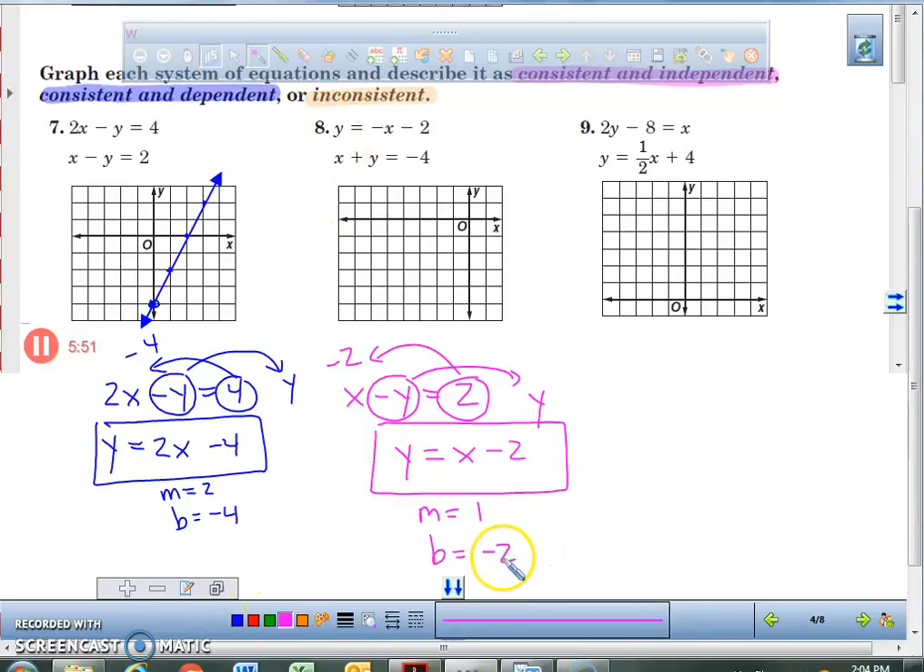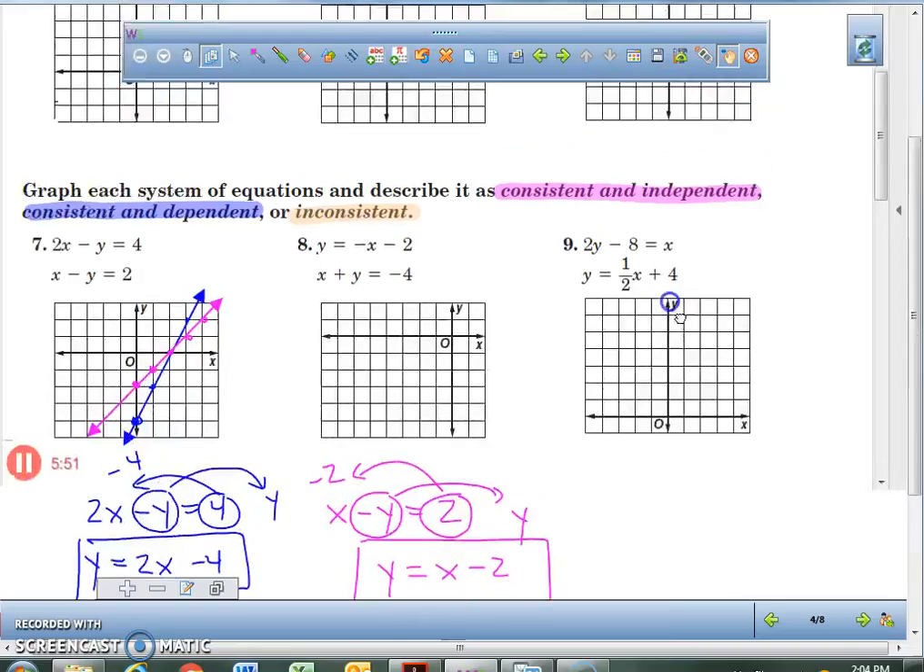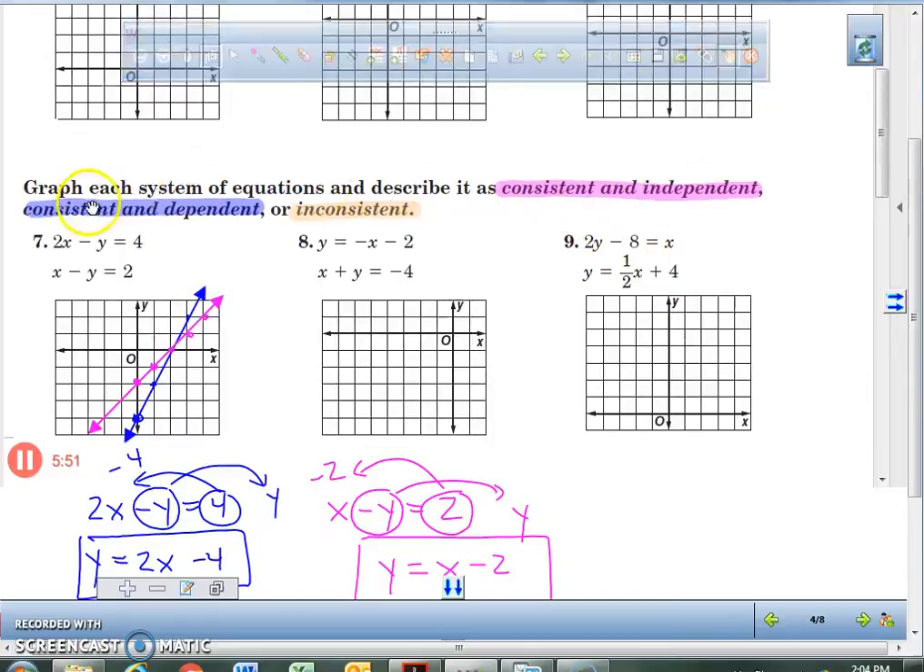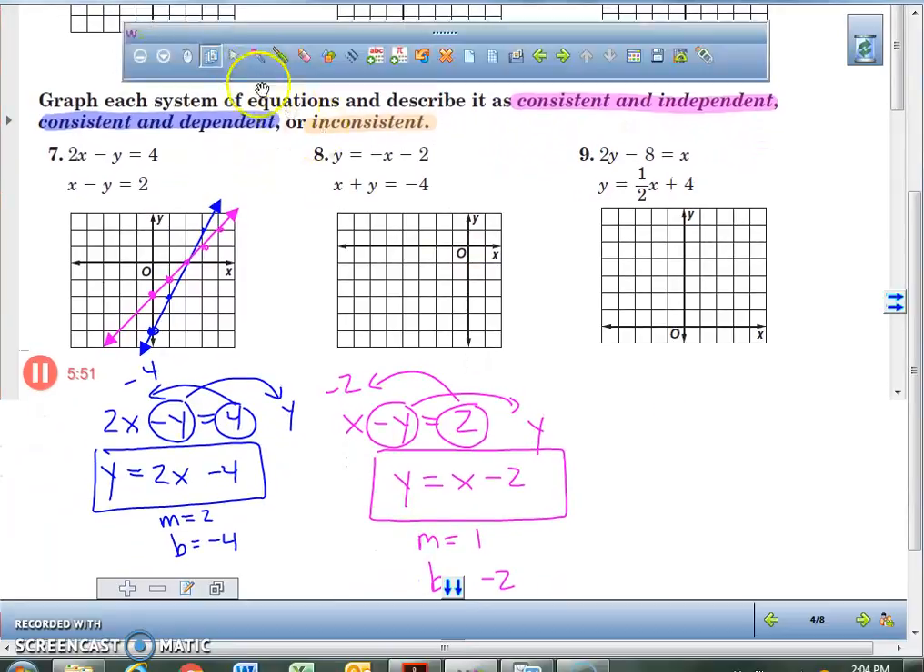My slope is 1. My y-intercept is negative 2. So there we go, negative 2. My slope is 1. Ooh, I see where they cross. Now, Jacob, did I ask you for when these cross? No. I did not, did I? I just asked you to tell me, is it consistent and independent, consistent and dependent, or inconsistent? Which one would it best describe?